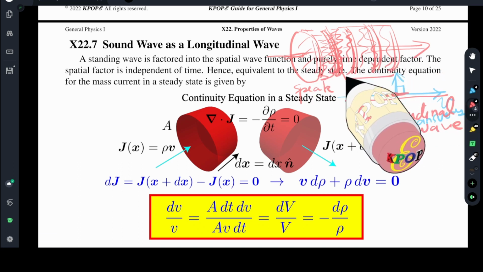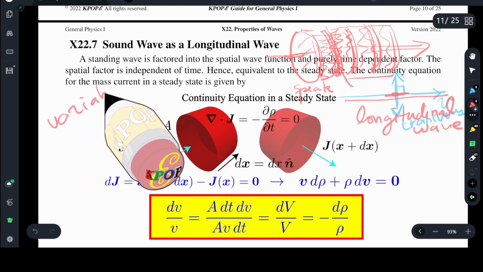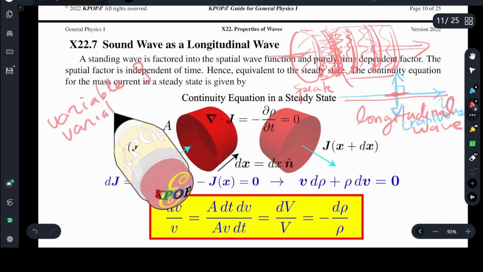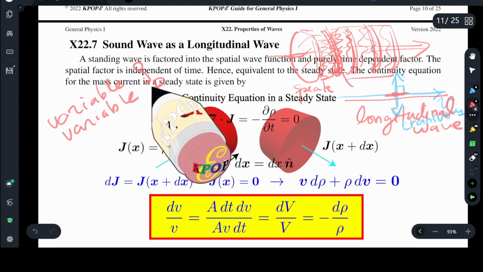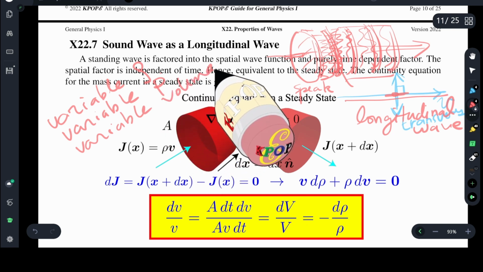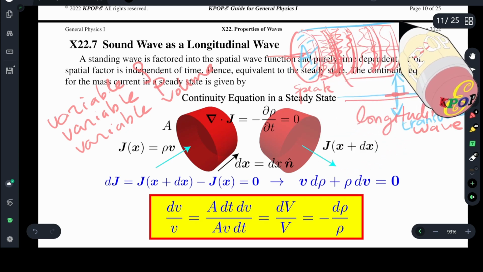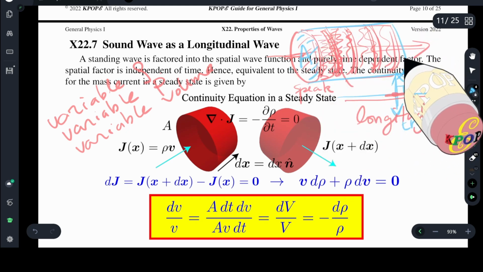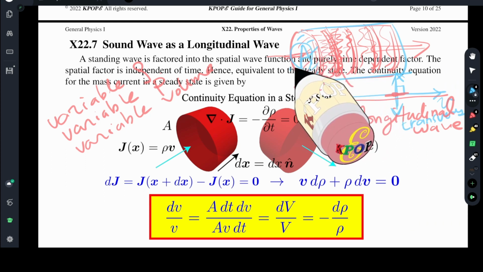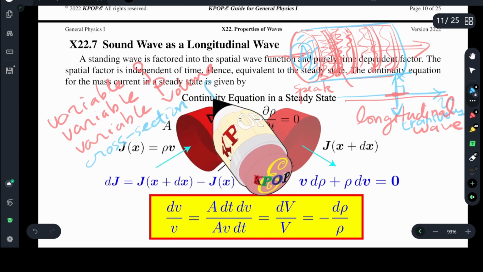In order to do that, we have a variable rho, variable pressure, and variable volume. To simplify our analysis, we restrict ourselves to air trapped inside a cylinder. Then the cross-section is fixed. Simplest.